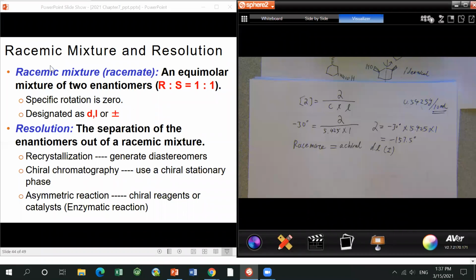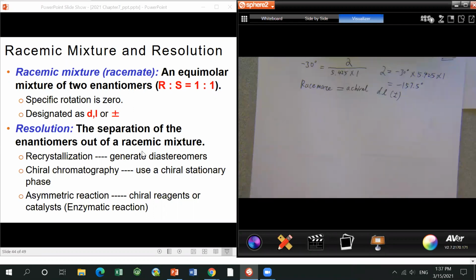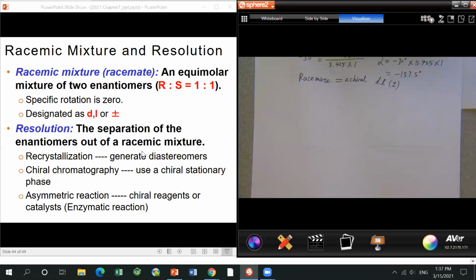So in this case we have to separate the two enantiomers. This process we call resolution: separating the two enantiomers out of a racemic mixture. That's one of the most difficult challenges in organic chemistry, because the two enantiomers have the same melting point, boiling point, and the same chemical properties. So to separate these two, there are several ways to do it.